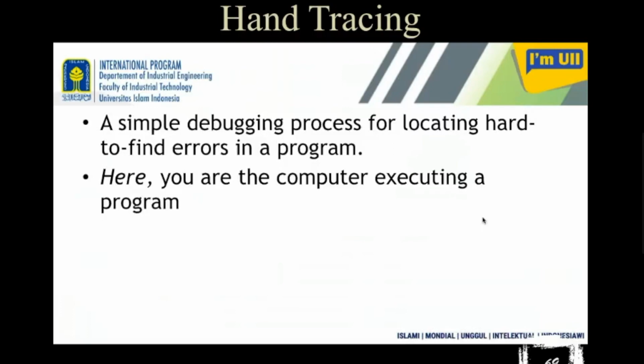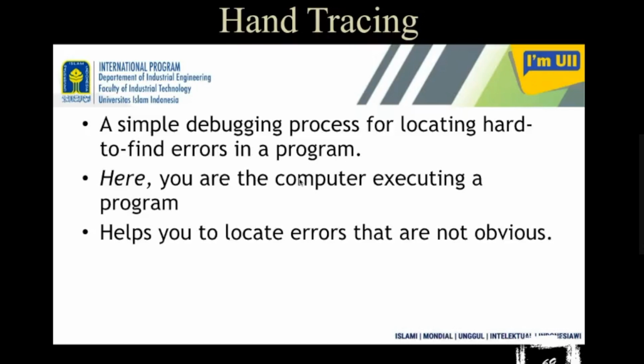Hand tracing is a simple debugging process for locating hard to find errors in a program with different input values. Execute the program by hand and try to find out the errors, if any exist, with all possible different combinations of inputs. If your program executes successfully by hand, then you can say that your program is correct, and now you can convert that flowchart or the pseudocode into a corresponding programming language, and you can use that application for later purposes.